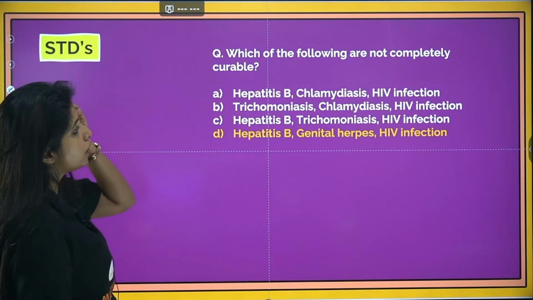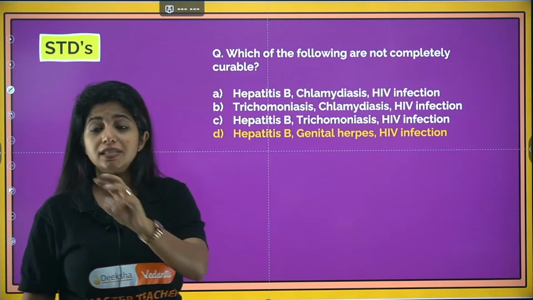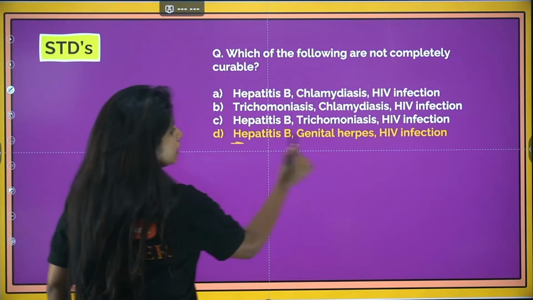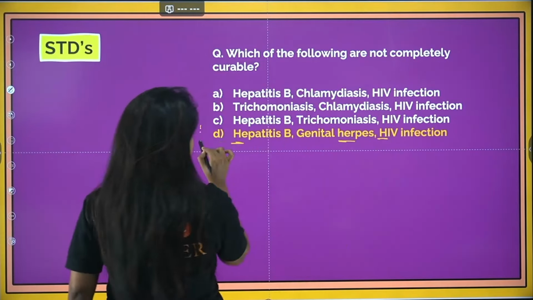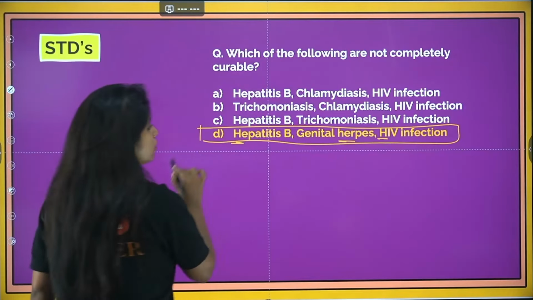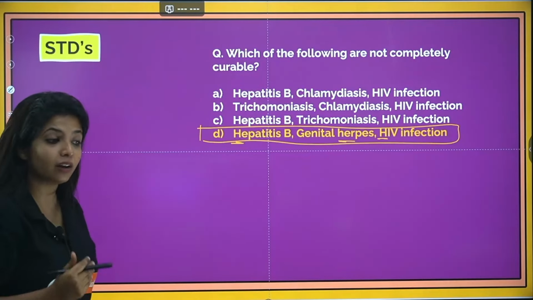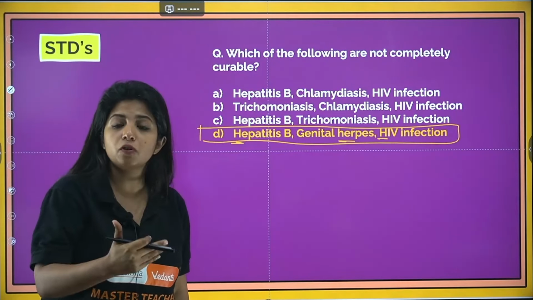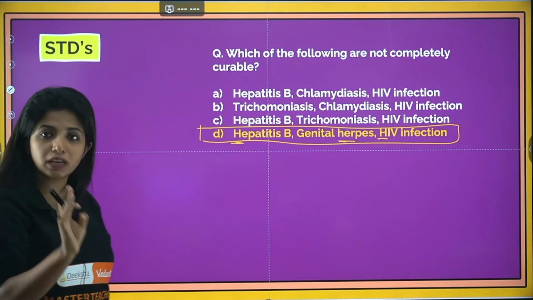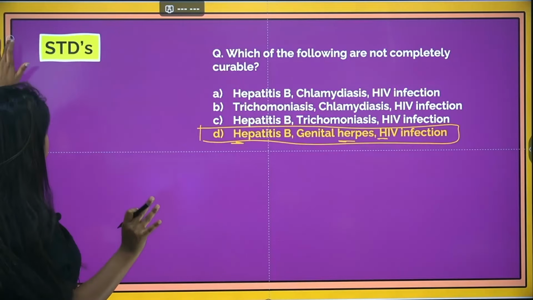Now next thing, which of the following are not completely curable? There are 3 diseases, all of them with H: hepatitis, herpes and HIV infection. These are STDs which cannot be cured in any way. Okay, your longevity can improve, life can be prolonged, but it cannot be cured. Hepatitis B, genital herpes and HIV infection.